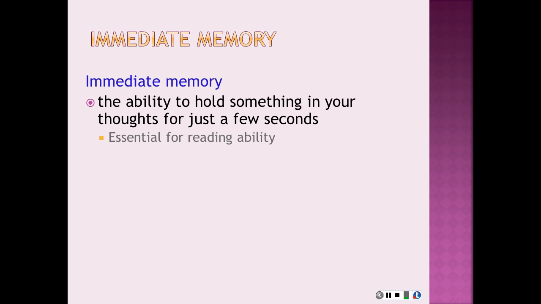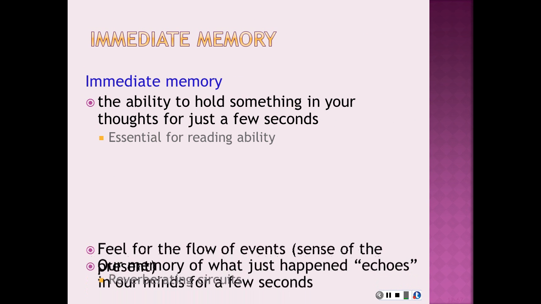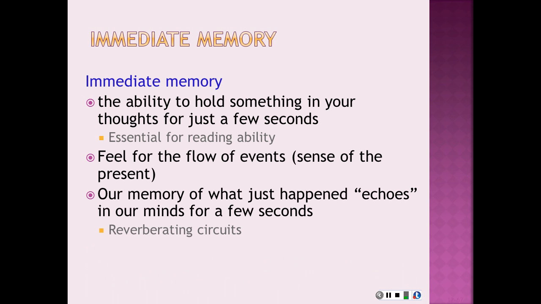Now immediate memory is one of the three classes of memory, and it is the ability to hold something in mind for just a few seconds. Immediate memory is necessary for continuity of events and is especially important for reading. It might be based on reverberating circuits, which is the third circuit that we looked at.